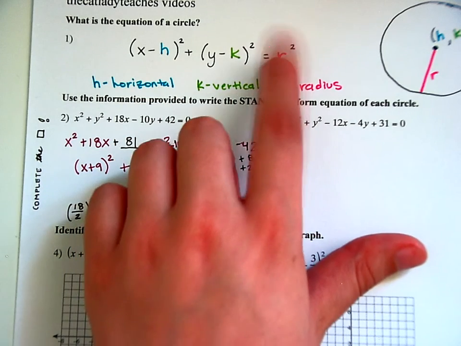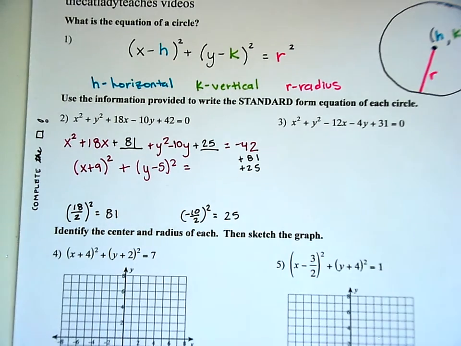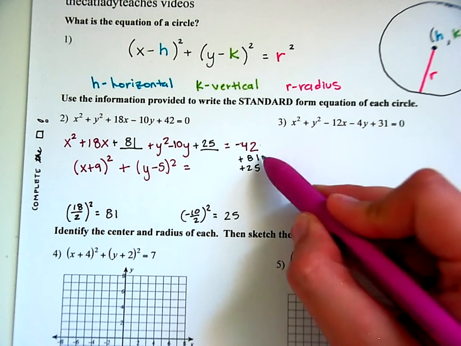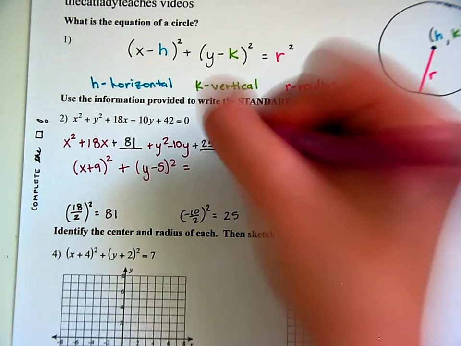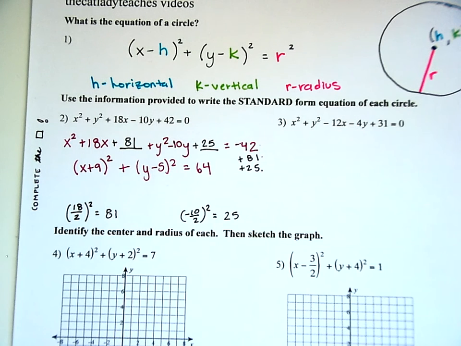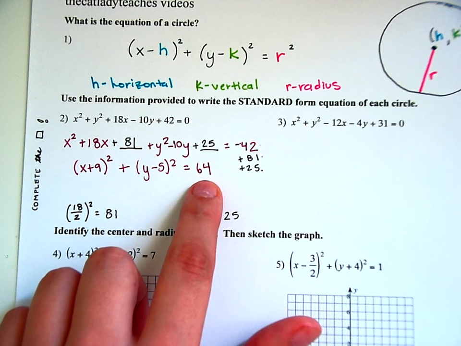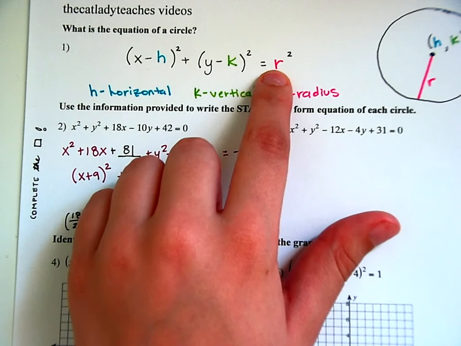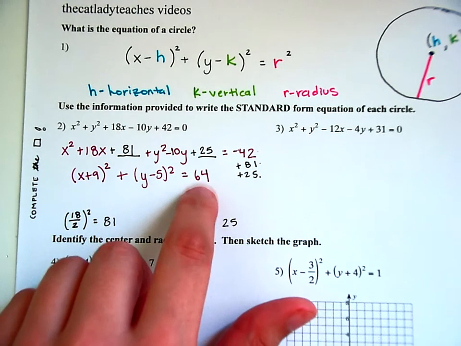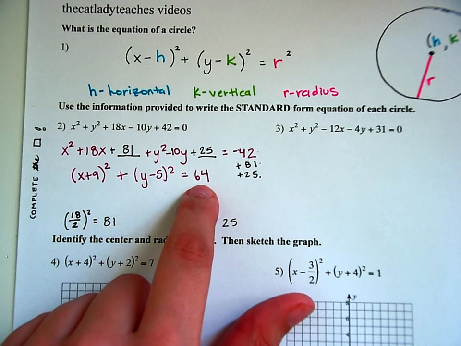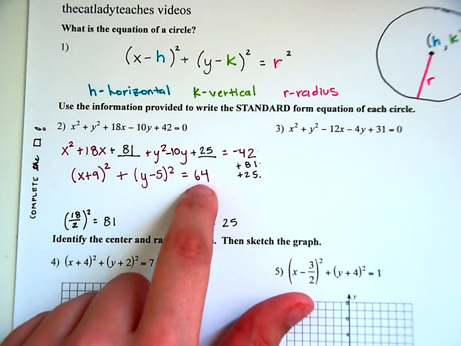So now you'll notice this is going to start looking like this equation up here. Now we just need this value. We're going to add these numbers together. When I do negative 42 plus 81 plus 25, I get 64. One mistake I see a lot, I just want you to look out for, this is not r. This is r squared, right? So if you were to be asked what r is, the radius is 8 for this circle, not 64.